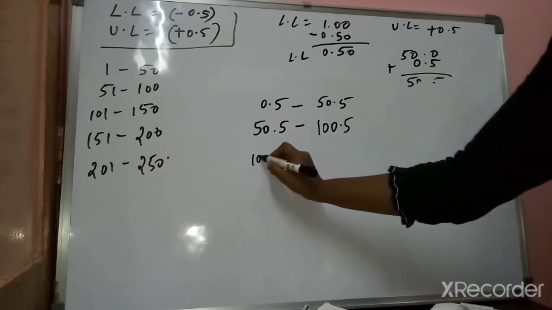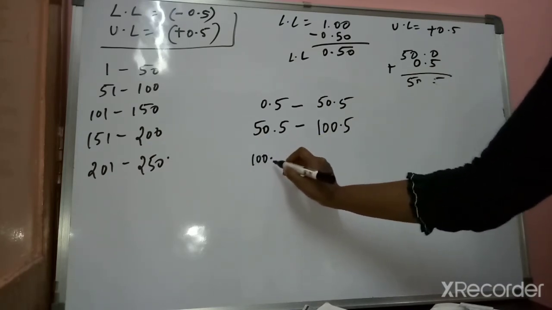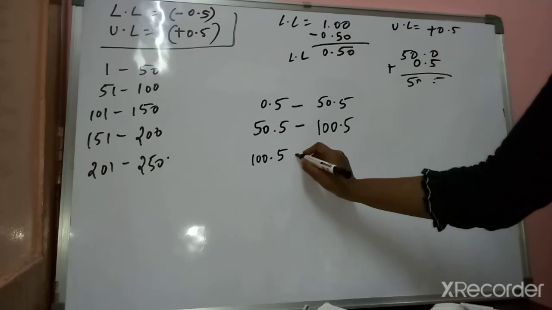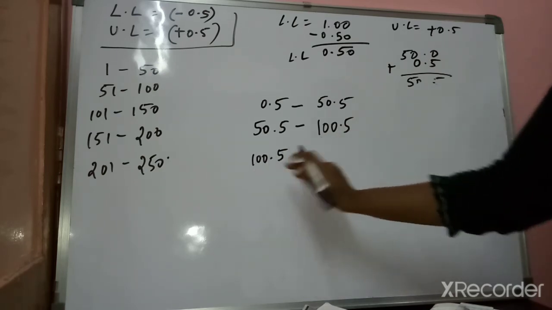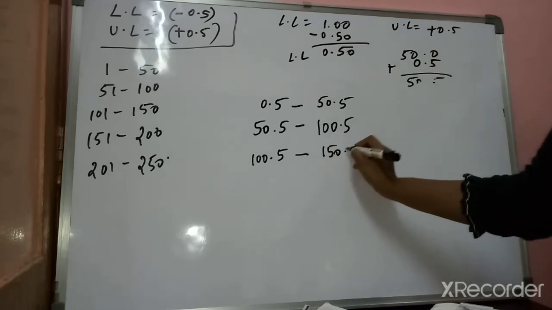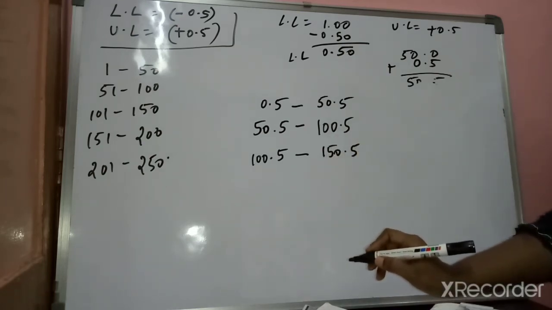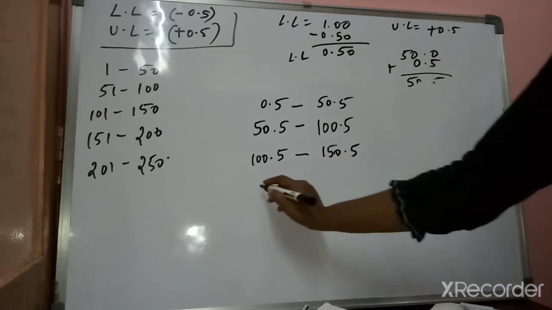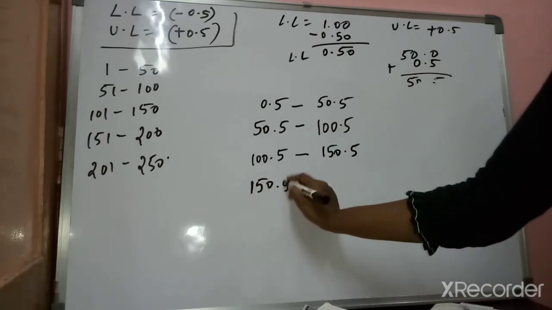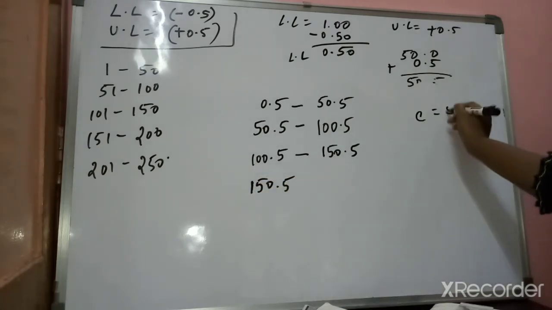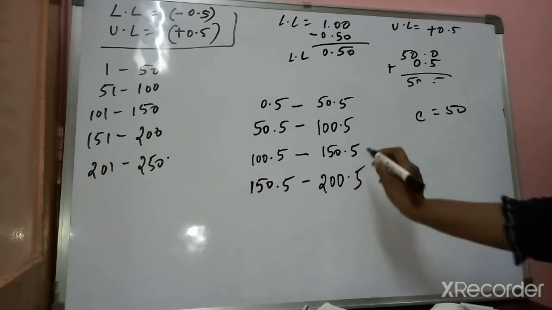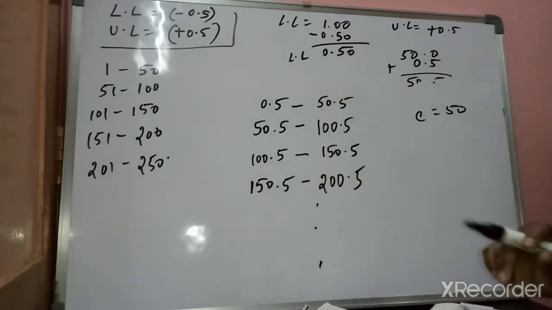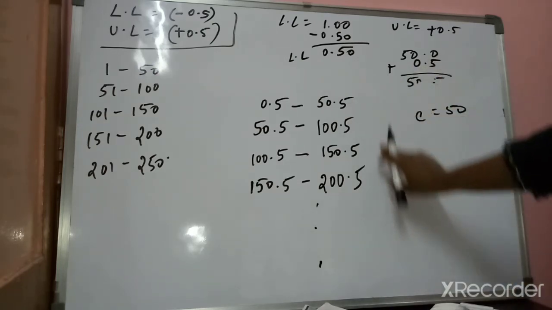So again, 100.5 to what would it be? Again the class length is 50, so just add 100 plus 50, it would be 150.5. I hope this is clear to you. Again 150.5, what is the class length? It is 50, so just add 50, and it would be 200.5. Like this you have to move forward. Now your exclusive classes have been made.